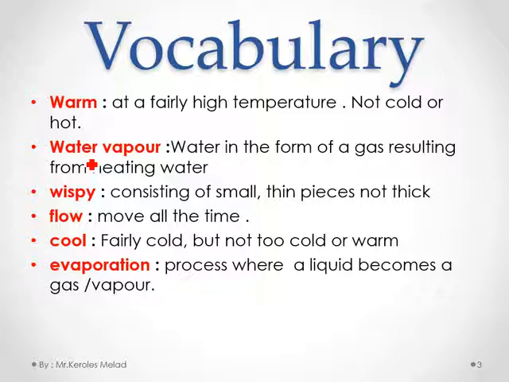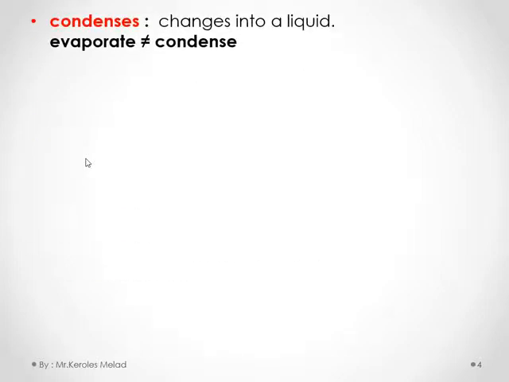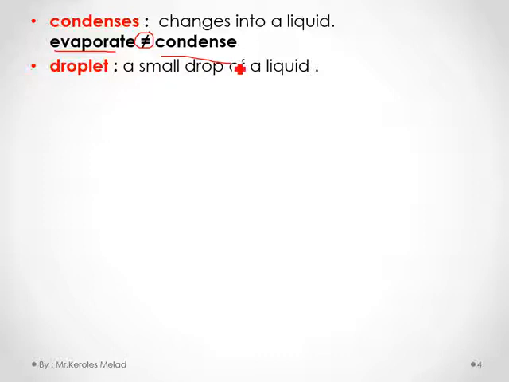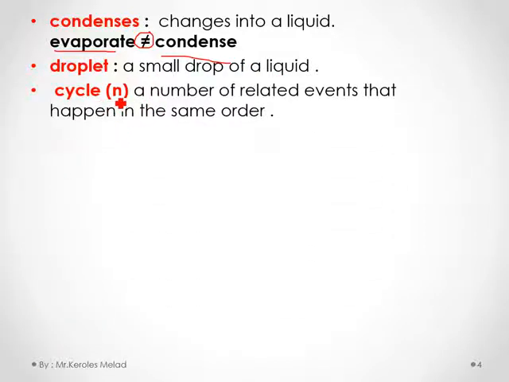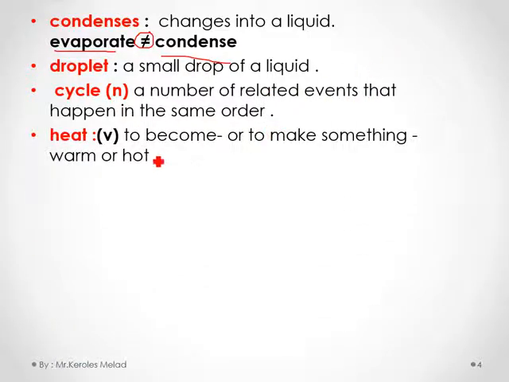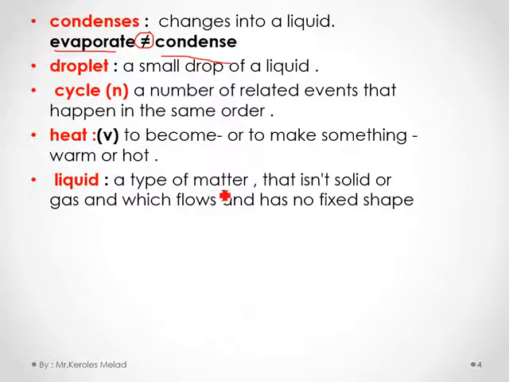Evaporation: the process where a liquid becomes a gas or a vapor. Condense: change into a liquid. As you can note, evaporate isn't equal to condense. Droplet: a small drop of a liquid. Cycle, noun: a number of related events that happen in the same order. Heat: to become or to make something warm or hot. Liquid: a type of matter that isn't solid or gas and which flows and has no fixed shape, like water.